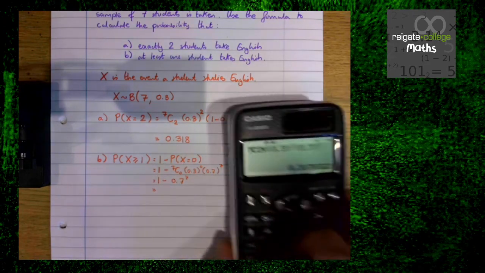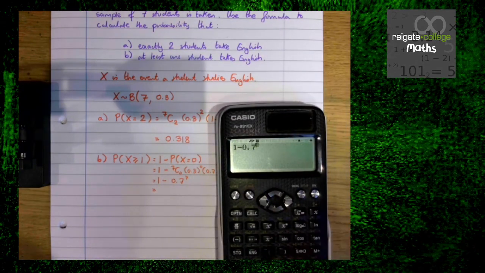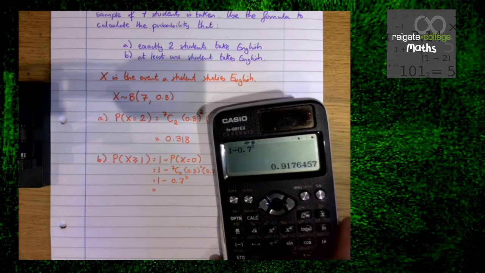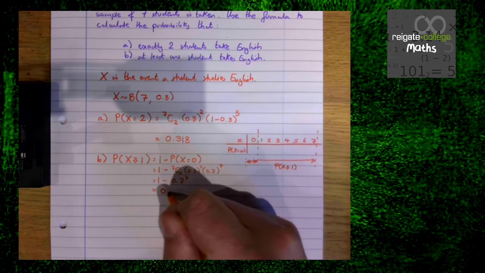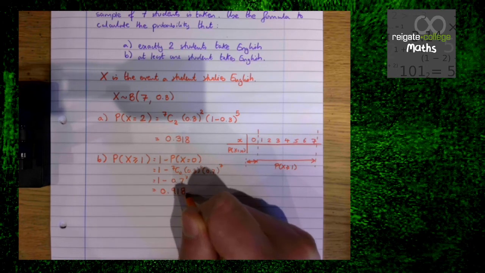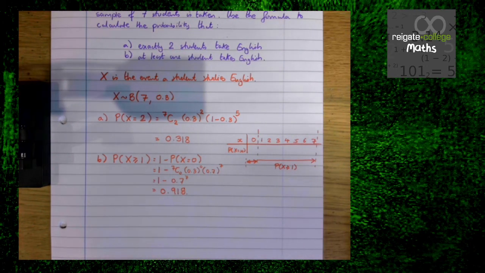Which if we do on our calculators again, we get 0.918. So about a 91% chance that in our sample, at least one student takes English. This is using the formula. Again, only do this if you are told to. Otherwise, your calculator will do this for you.